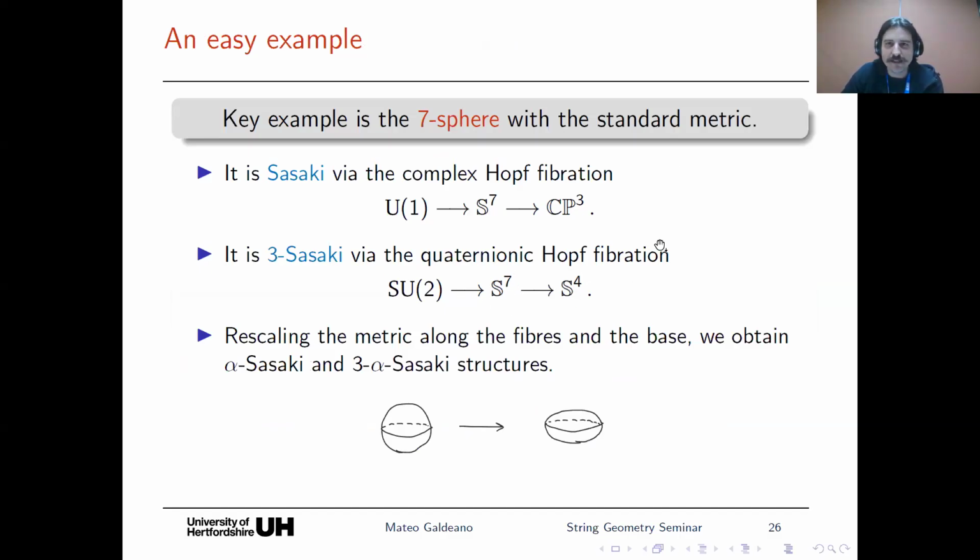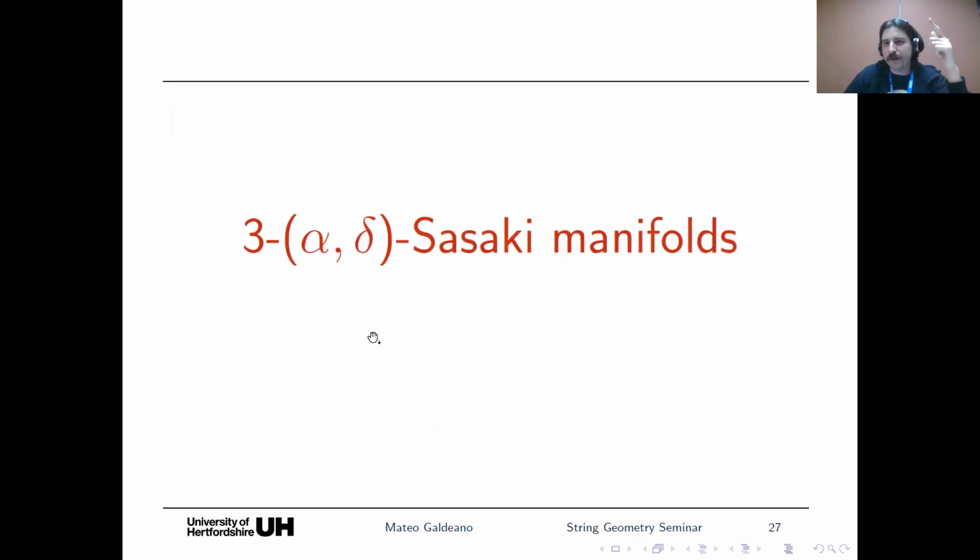And now if you take the standard metric and you do some rescaling along the fibers and the base, you can actually obtain these alpha-Sasaki and 3-alpha-Sasaki structures. Okay. So you can just think of a sphere and how you rescale things to have a picture of what kind of spaces I want to deal with. Because now I want to go a bit further.